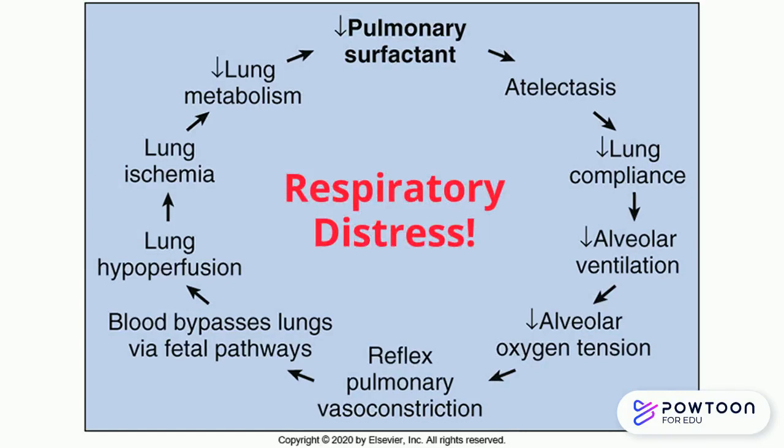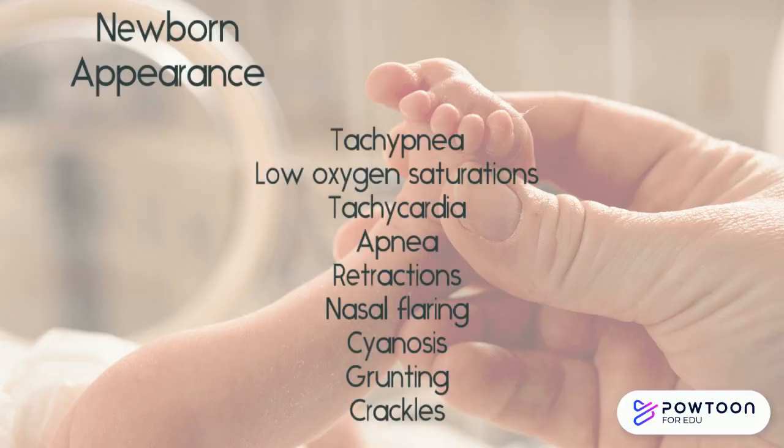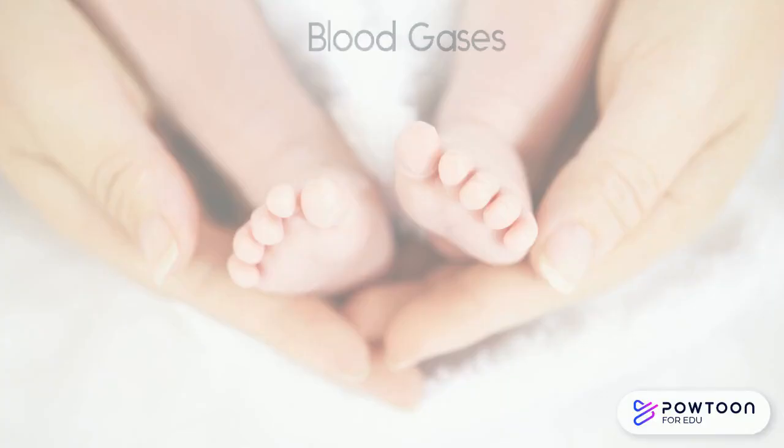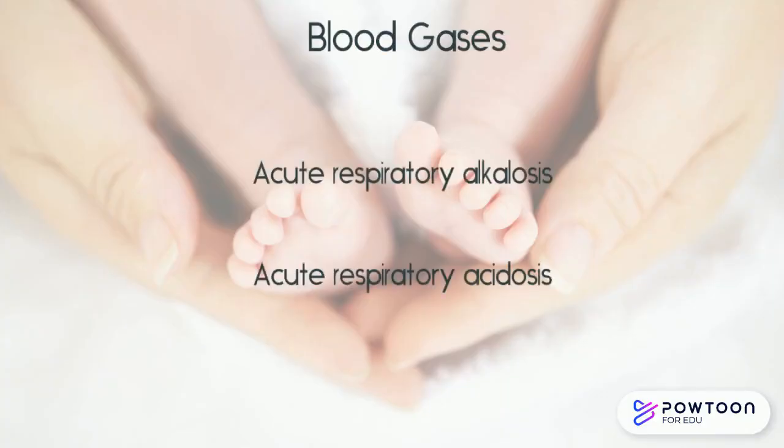Blood bypassing the lungs leads to lung hypoperfusion, lung ischemia, and decreased lung metabolism. The cycle continues and respiratory distress is the result. The baby with respiratory distress may present with tachypnea, low oxygen saturations, tachycardia, apnea, retractions, nasal flaring, cyanosis, grunting, and crackles. Blood gases may reveal an acute respiratory alkalosis or an acute respiratory acidosis.